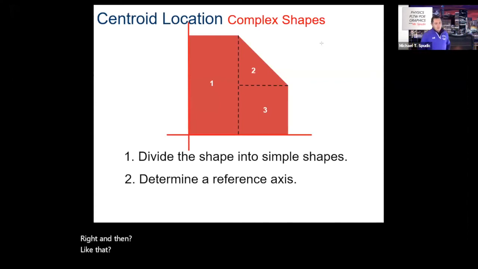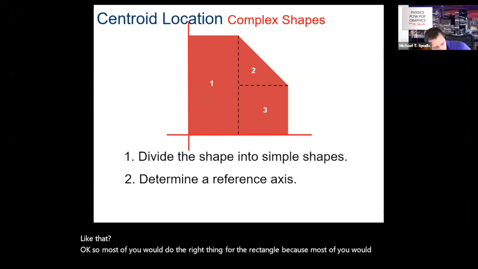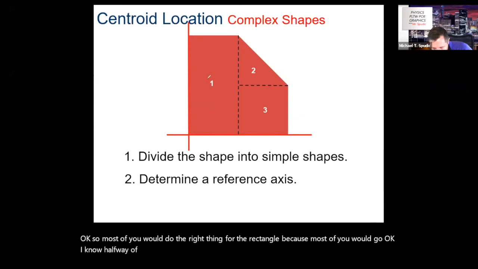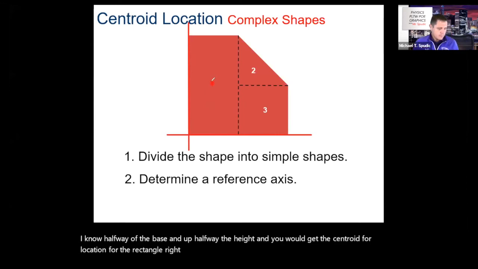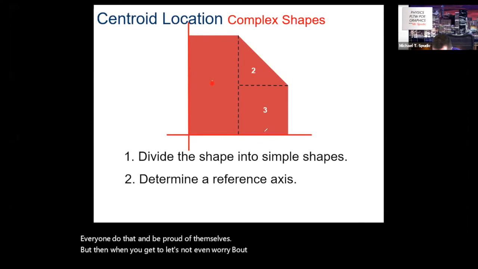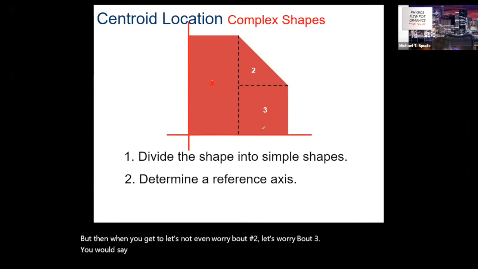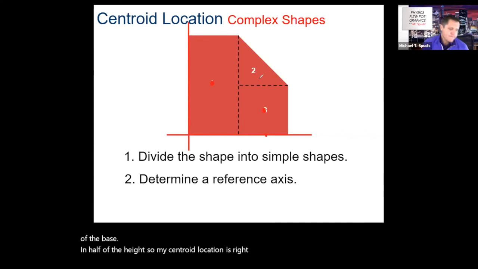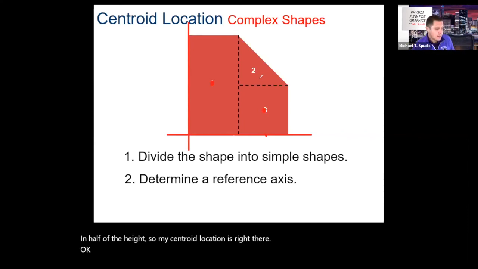Most of you would do the right thing for the rectangle, because you would go, okay, I know halfway of the base and up halfway of the height, and you would get the centroid location for the rectangle right there. Everyone would do that and be proud of themselves. But then let's not even worry about number 2, let's worry about 3. You would say, I know where the centroid location is, and it's a square, so it's half of the base and half of the height. So my centroid location is right there.